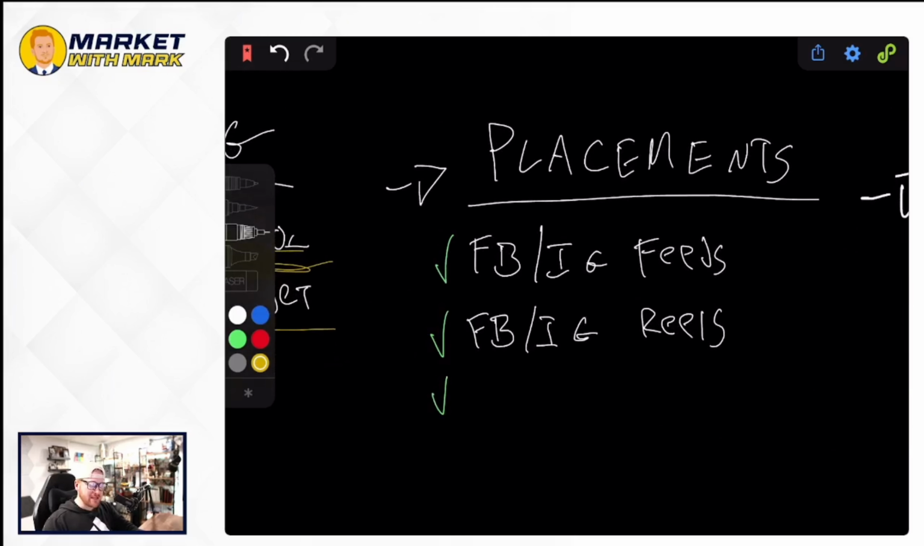Next will be your placements. Now, I believe by default, Meta has 26 placements that it will put your ads on: the profiles of other users, the right-hand column, in Marketplace, in Reels, in Feeds. It has all these different places. I believe there are 26 by default.